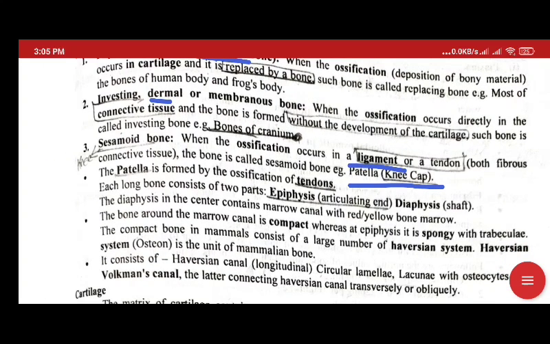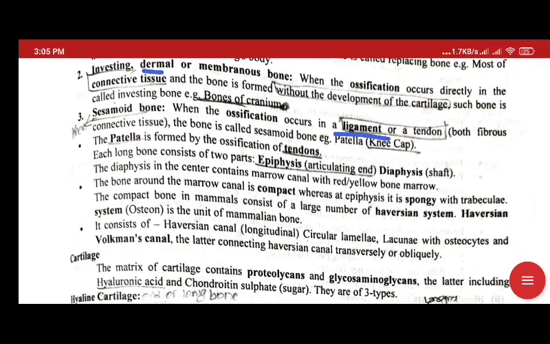Now this ligament is present on what? Patella or knee cap. In our leg there is the knee bone, that is called in scientific term the patella bone. Now that ossification is called what? Sesamoid bone. That is tendon.